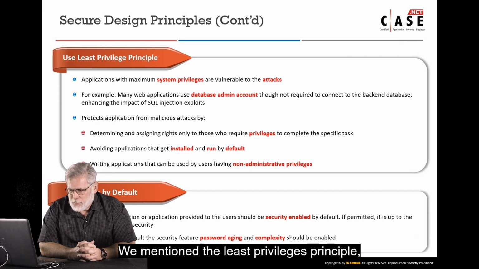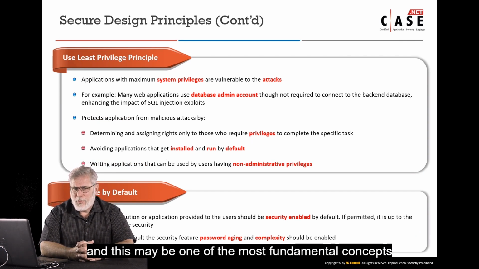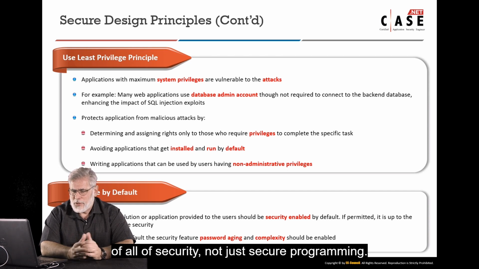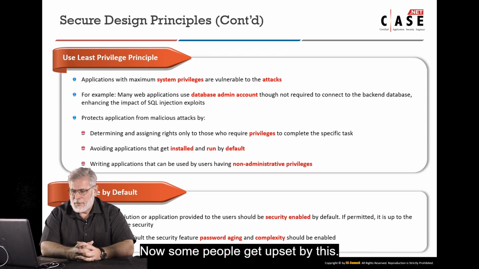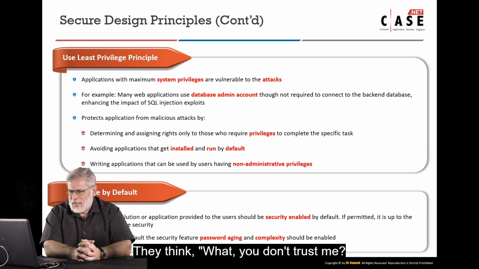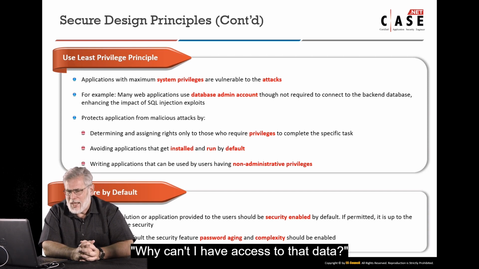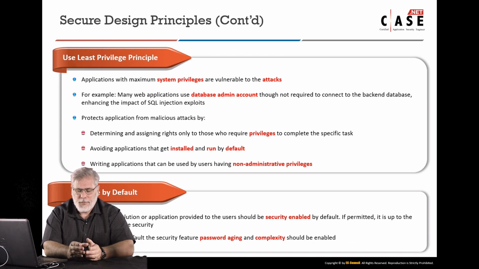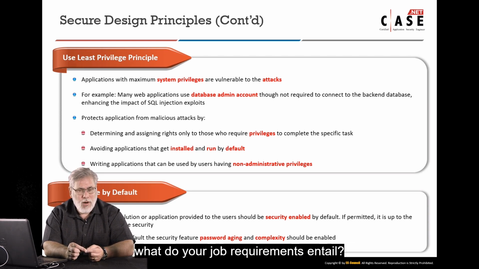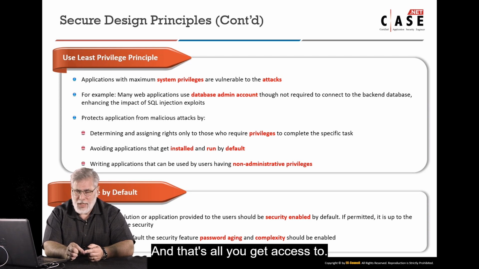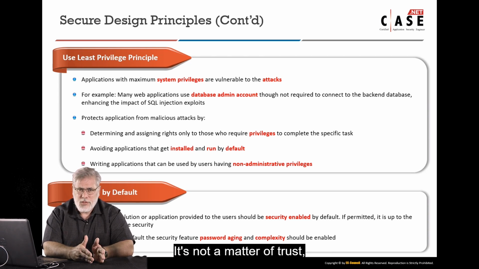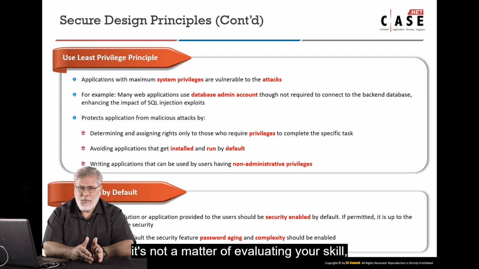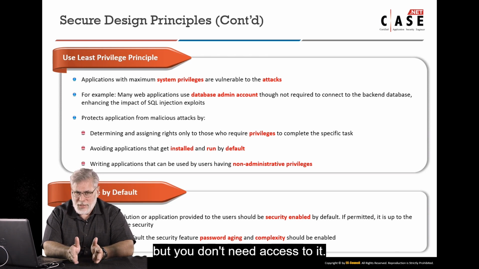We mentioned the least privileges principle, and this may be one of the most fundamental concepts in all of security, not just secure programming. Now, some people get upset by this. They think, what, you don't trust me? Why can't I have access to that data? It always comes down to one simple thing. What do your job requirements entail? And that's all you get access to. It's not a matter of trust. It's not a matter of evaluating your skill. But you don't need access to it.